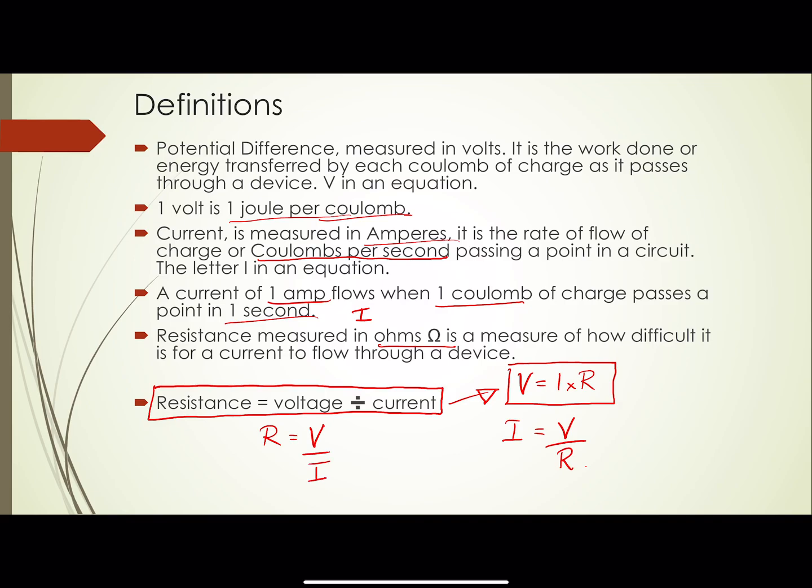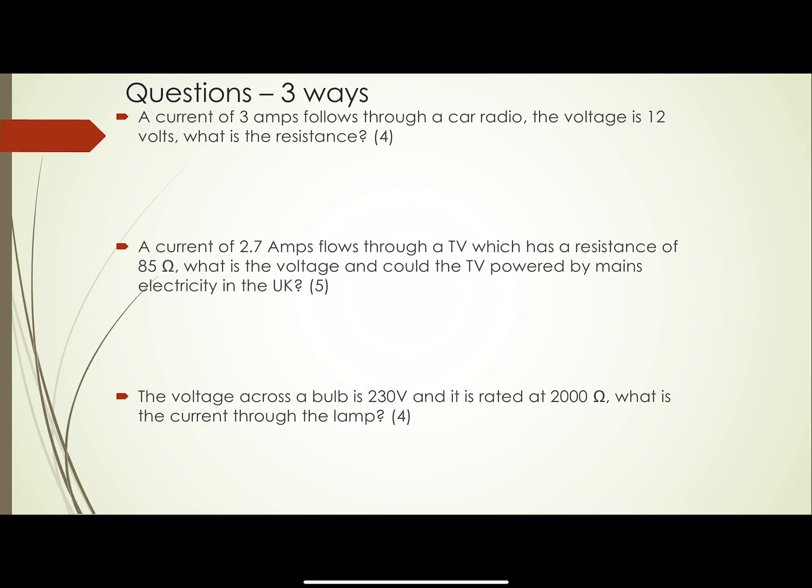Okay, on with some questions then. If you'd like to pause now and have a go at the questions first, please do. Otherwise, I'll carry on. A current of 3 amps flows through a car radio. The voltage is 12 volts. What is the resistance? So this is just R equals V over I.